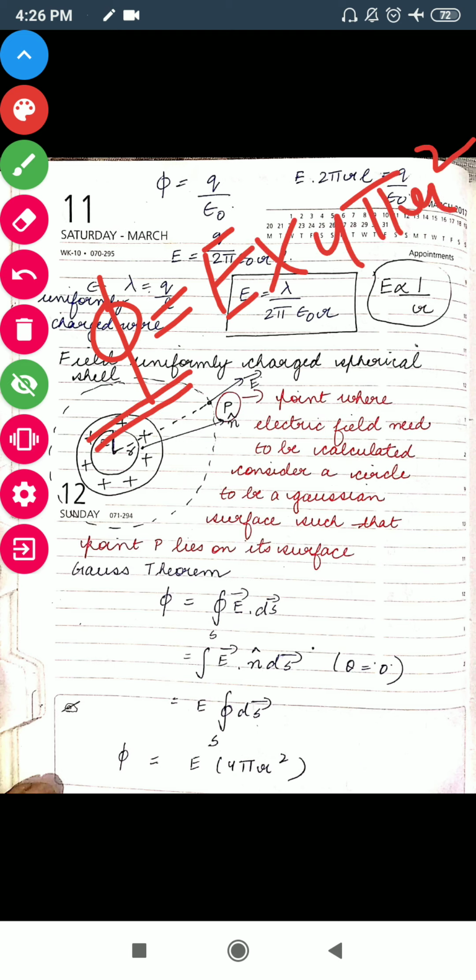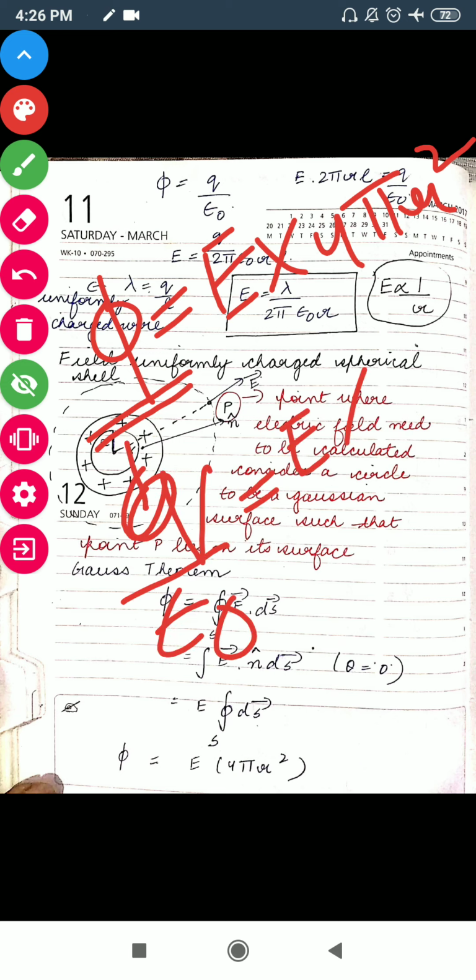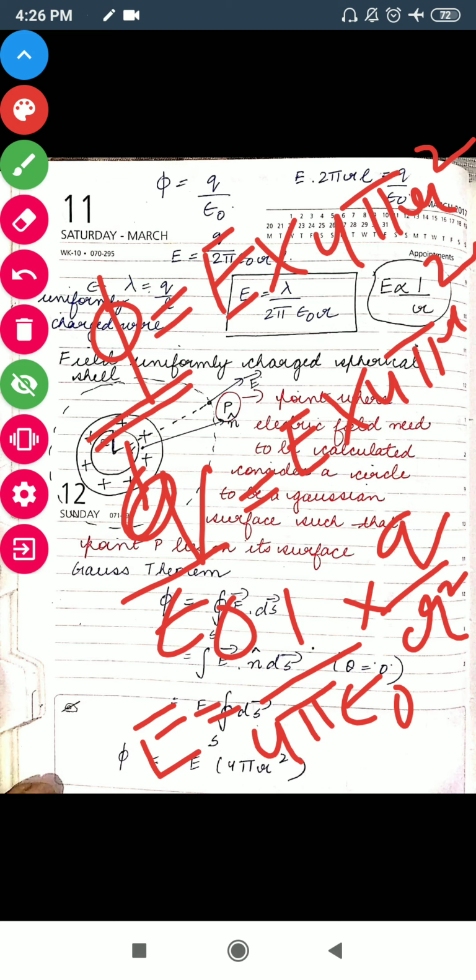Now as per Gauss law, flux can also be written as Q upon epsilon naught equals E into 4 pi r square. So E can be written as 1 upon 4 pi epsilon naught into Q upon r square. You can see that this electric field intensity is inversely proportional to small r square. That is, as the distance increases away from the shell, the electric field decreases because E is inversely proportional to 1 upon r square.